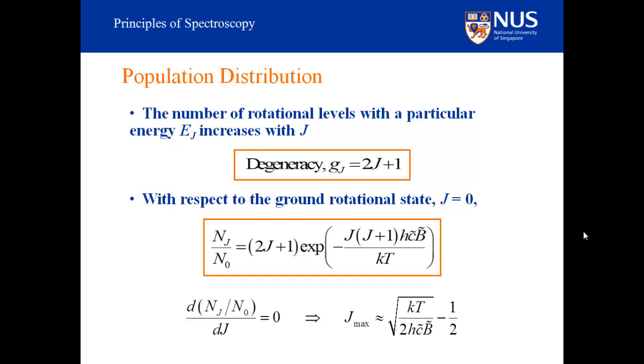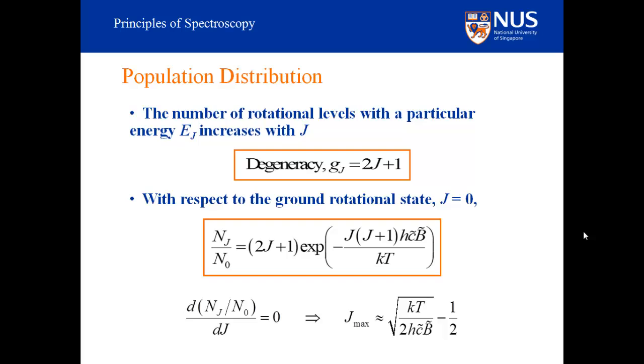And you can appreciate this by doing some simple calculus. I can simply differentiate this expression with respect to J. When the expression is a maximum, this gradient is equal to 0. The differential is not too tricky. And if you solve this, we can find the maximum J value. And the maximum J value is approximately equal to this expression on the right.